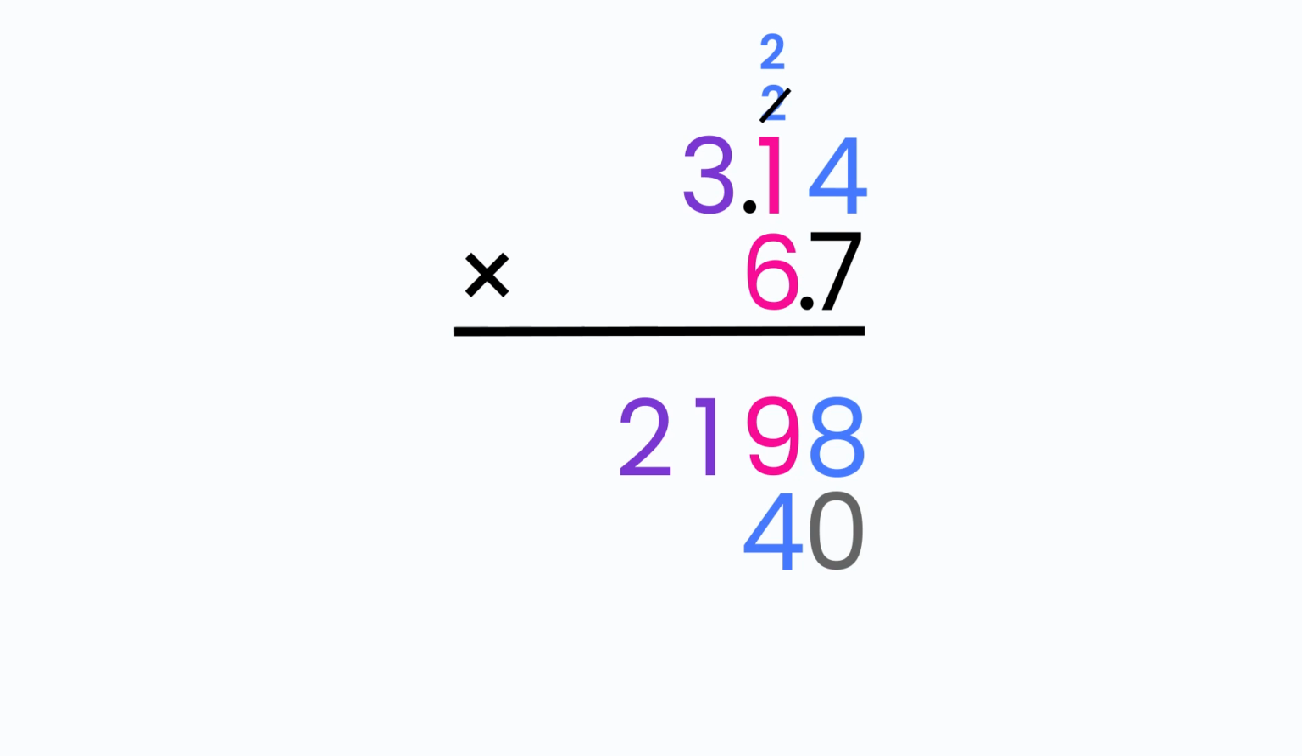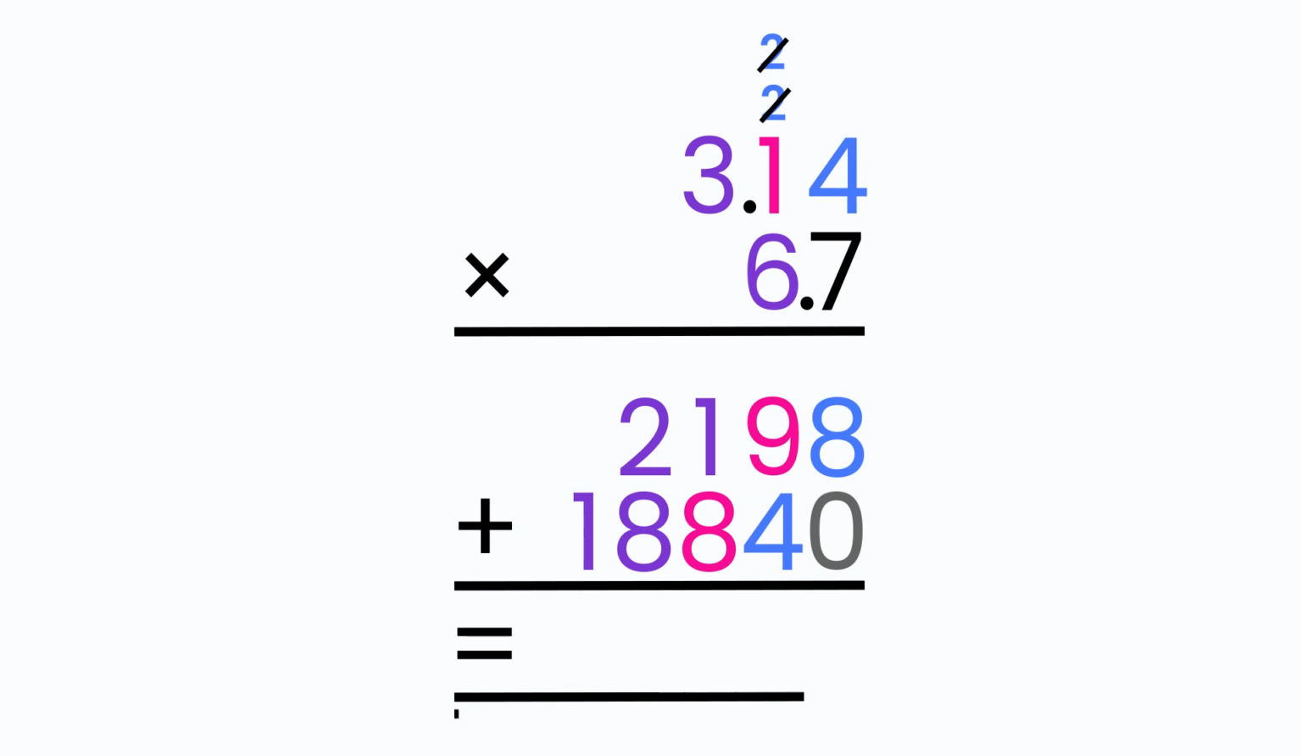6 times 1 equals 6, and add the 2 you carried to get 8. You put the 8 in front of the 4. Then, 6 times 3 equals 18, which you can write in front of the 8. Place a line under the last row and add them as usual.